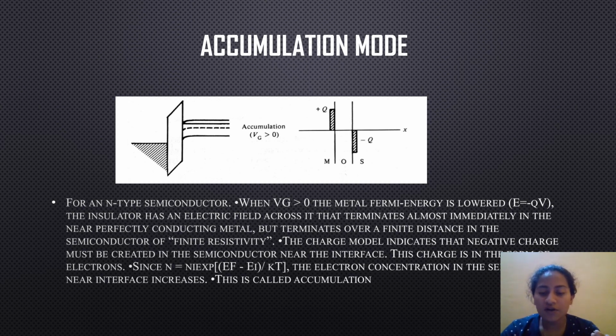The charge model indicates that a negative charge must be created in the semiconductor near the interface. This charge is in the form of electrons. Since n = n_i exp((EF - Ei)/kT), the electron concentration in the semiconductor near the interface increases. This is called accumulation.